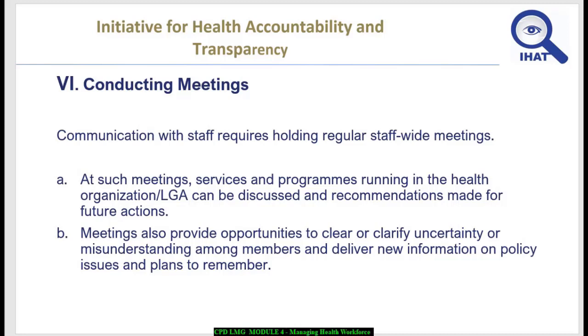Meeting is very, very important, and it is often used for communicating with staff. At such meetings, services and programs running in the health organization or in the service provider institution, local government area can be discussed and recommendations made for future actions. Meetings also provide opportunities to clarify uncertainty or misunderstanding among members and deliver new information on policy or implementation issues and plans.